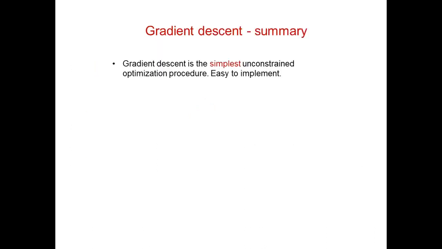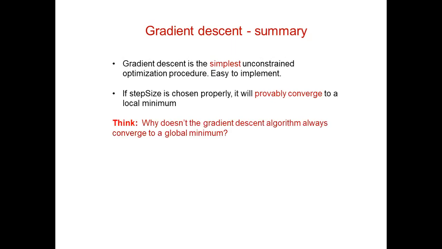So gradient descent in general is the simplest unconstrained optimization procedure, and it's easy to implement, provided the objective function is, of course, differentiable, okay? If step size is chosen properly, it will probably converge to a local minimum. So think, why doesn't the gradient descent algorithm always converge to a global minimum? So a sufficient condition: the function needs to have one more property for us to be confident that the point is a global minimum. Otherwise, we'll get a local minimum point.